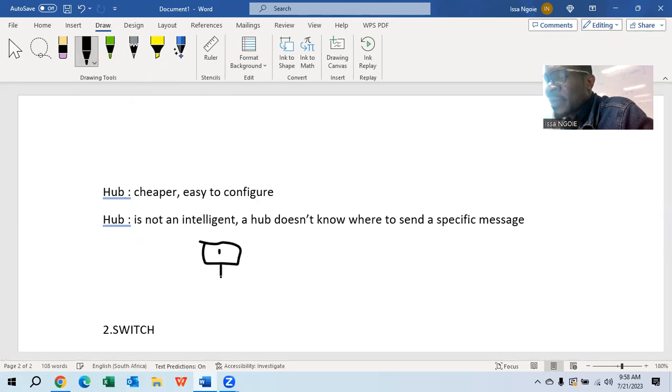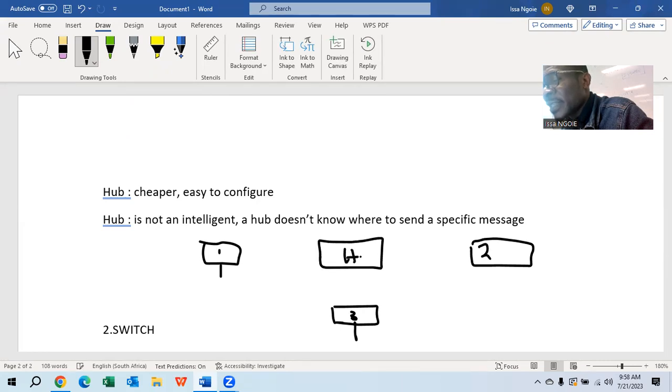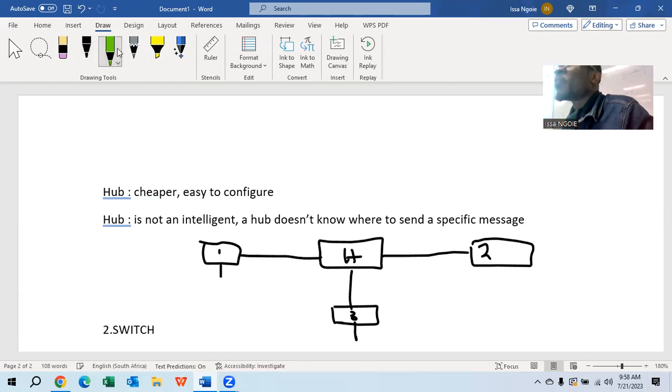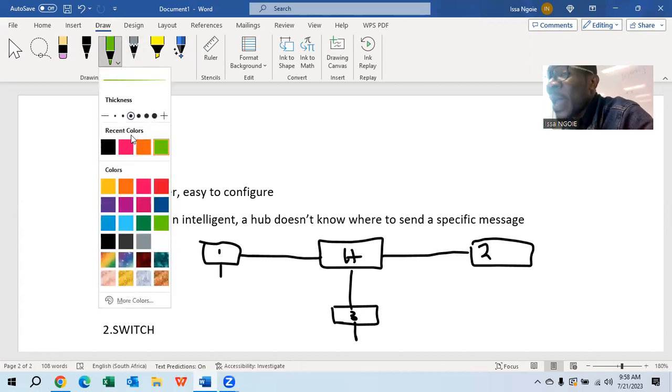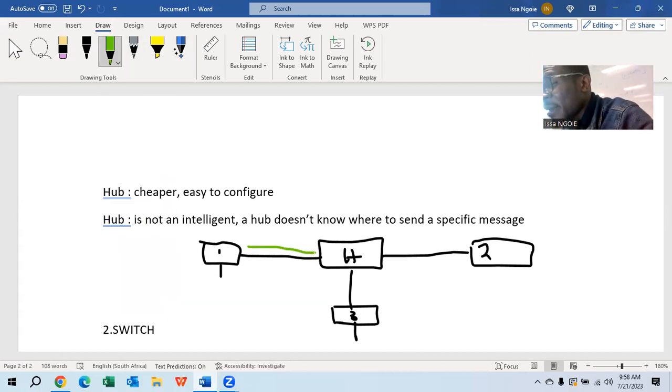There is PC1 here, there is PC2 here, and there is PC3 here. And we are connected using a hub, right? Suppose I'm sending a message to PC2. Because we are connected using a hub, the hub will send the message to everybody. This is the drawback. So the message will come here.